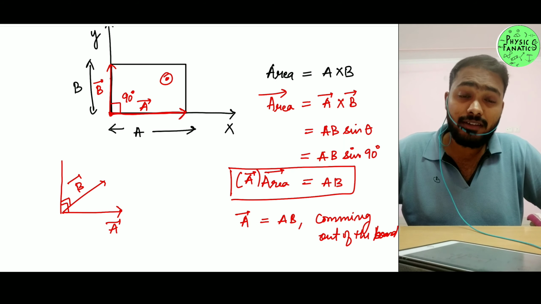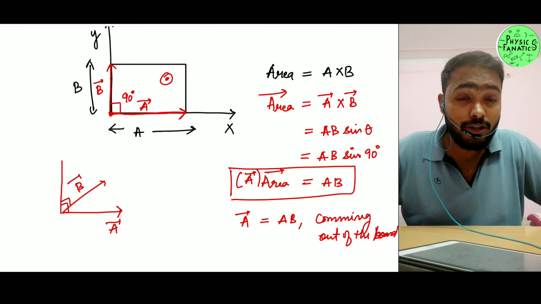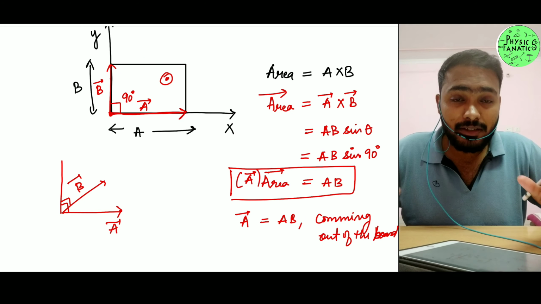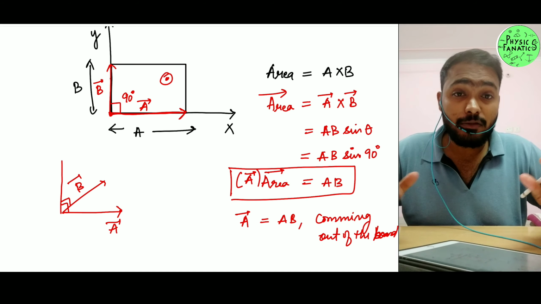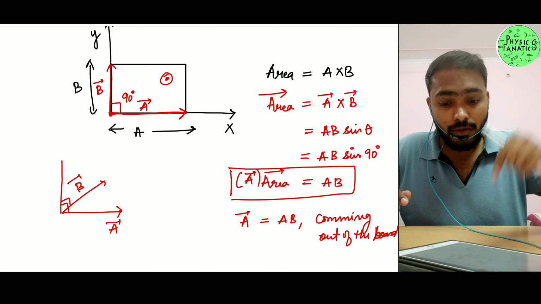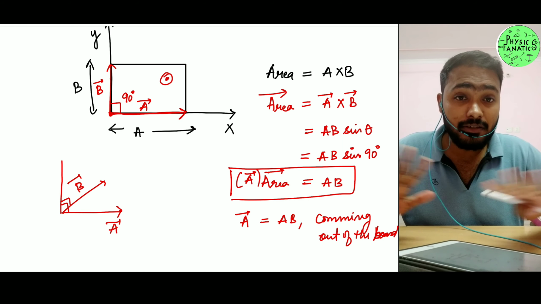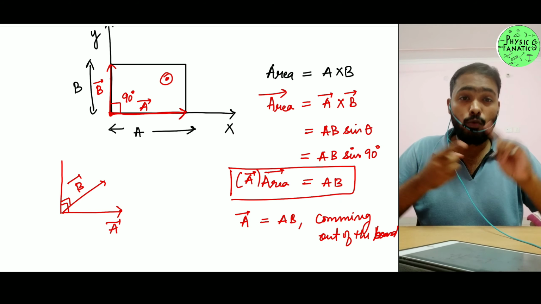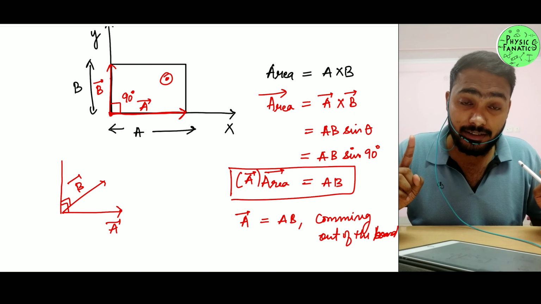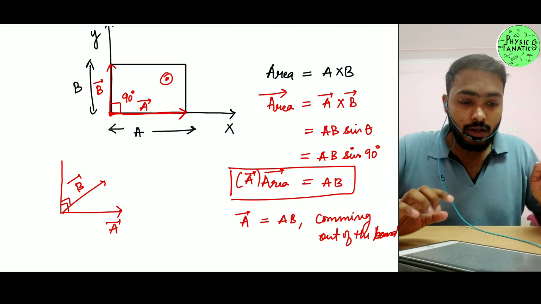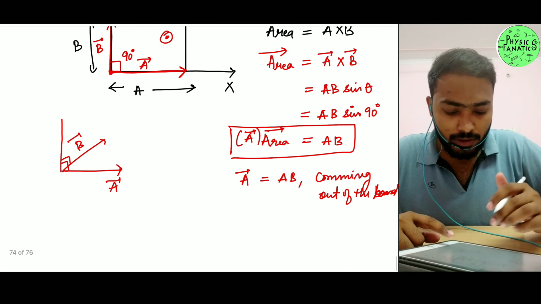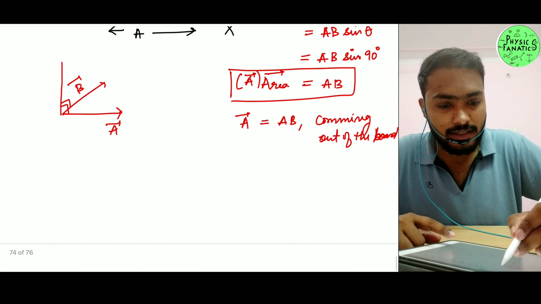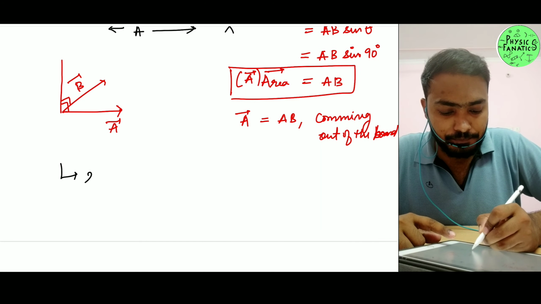Sometimes you can write it B cross A. B cross A will give you the answer. For B cross A, the area vector will be going inside the board, inside the whiteboard. I hope that is understandable. So basically what we learned is that your area is a vector quantity. Okay, very important. This was a 2D figure, and you have to understand this.